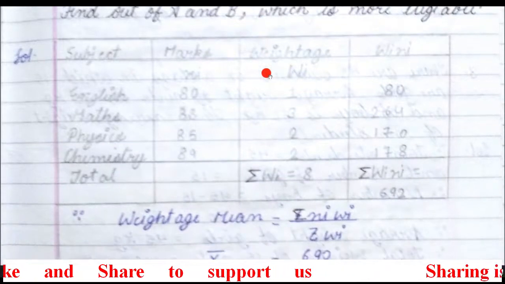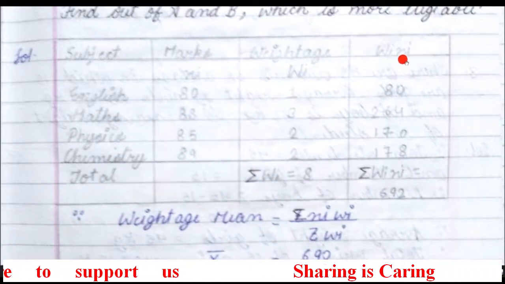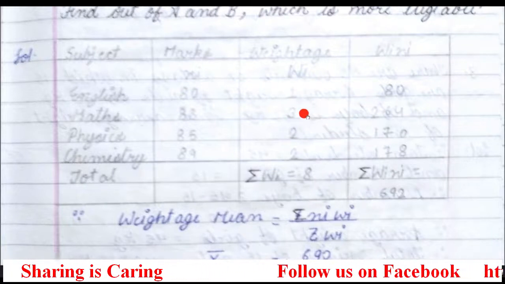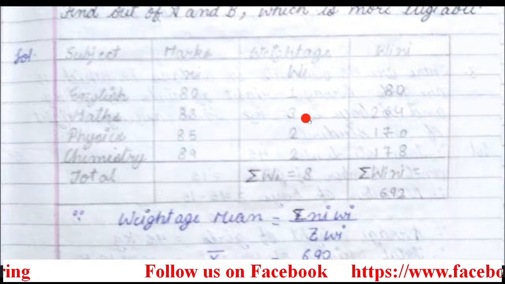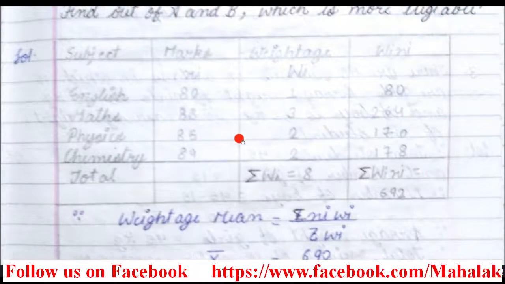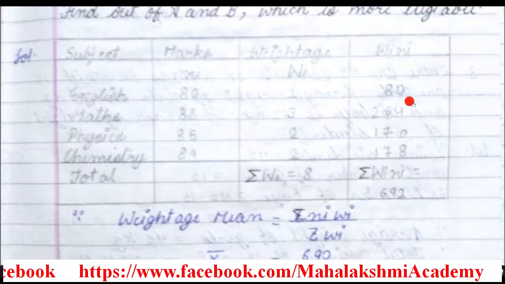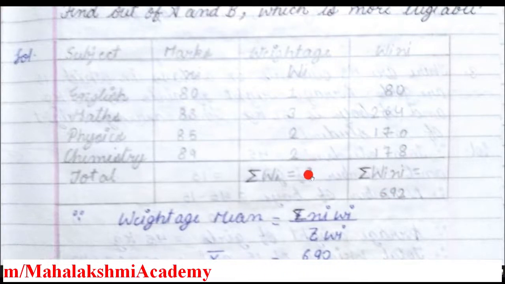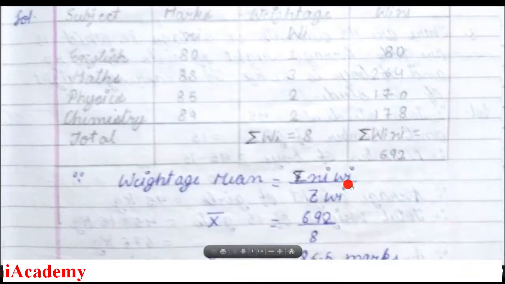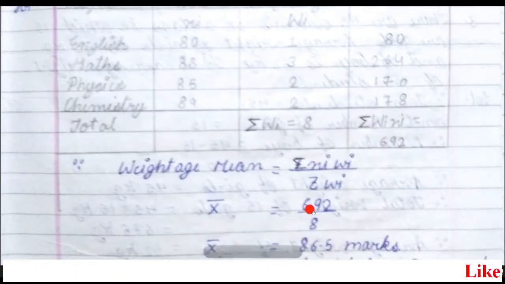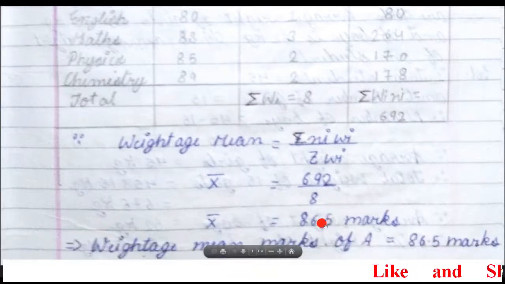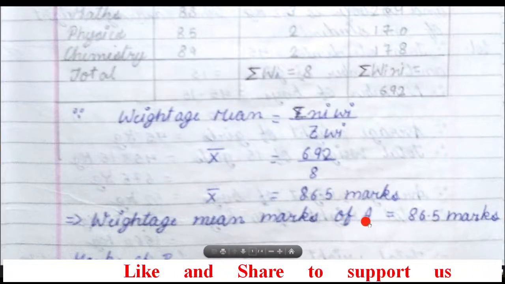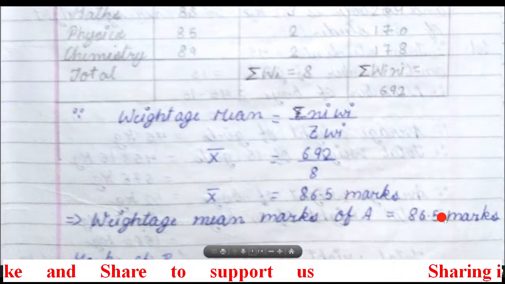So for candidate A we will find out Wixi. So just multiply 80 by 1. These weightages are already given in the question, so we have not repeated it. It is already available in the question. So multiply the corresponding elements of both the columns and write here. Then find out their summation. So you will get here 692 and summation of Wi is 8. So weightage mean is summation of Xi Wi upon Wi, that is 692 upon 8. So 86.5. So weightage mean marks of A, that is candidate A, is 86.5 marks.